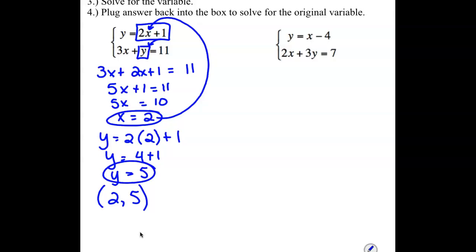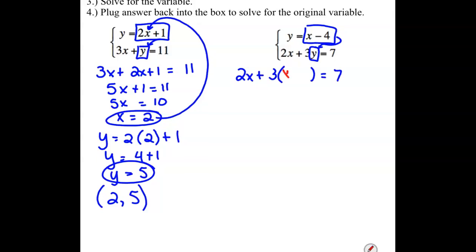All right, our second example here, again, we have one equation that's already solved for y. We are going to make a substitution, and in place of our y, we are going to replace it with this x minus 4. So notice here that this y is going to get replaced. We're going to substitute something in there. So my second equation was 2x plus 3 times my y value equals 7. But now I'm making that substitution, and I'm putting an x minus 4 in there in place of y, since we are told that y equals x minus 4.